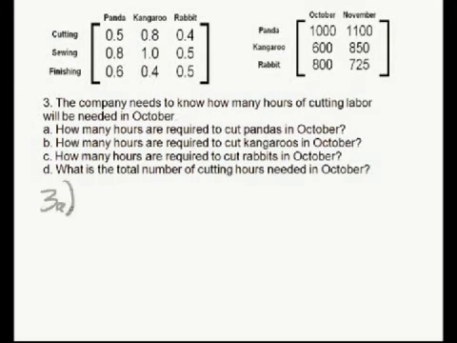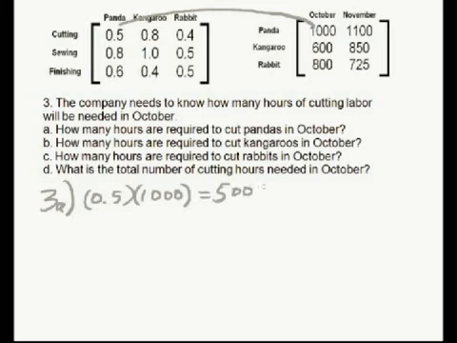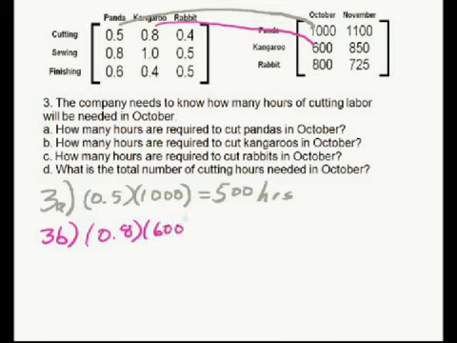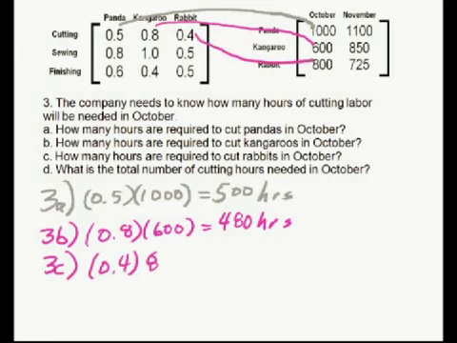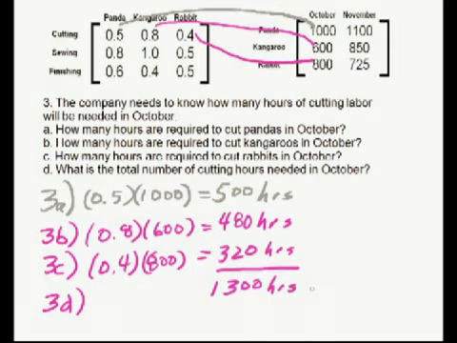So, pandas take a half hour to cut, and there's 1,000 of them. So a half an hour times 1,000 is going to get me 500 hours just cutting pandas. Kangaroos need 0.8 hours to cut. There's 600 of them, 480 hours. And then rabbits, 0.4 hours, and there's 800 of them. And that gives me 320 hours for a grand total in October of 1,300 hours just cutting stuffed animals in October.